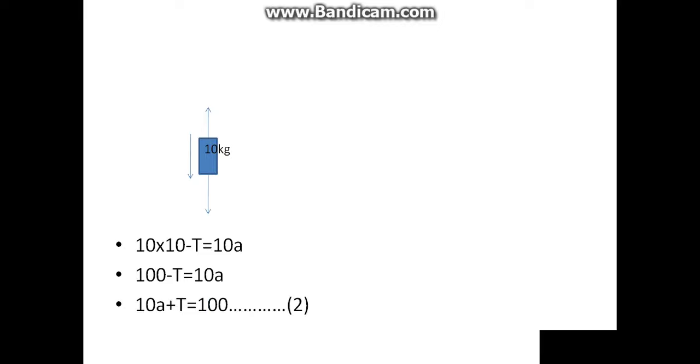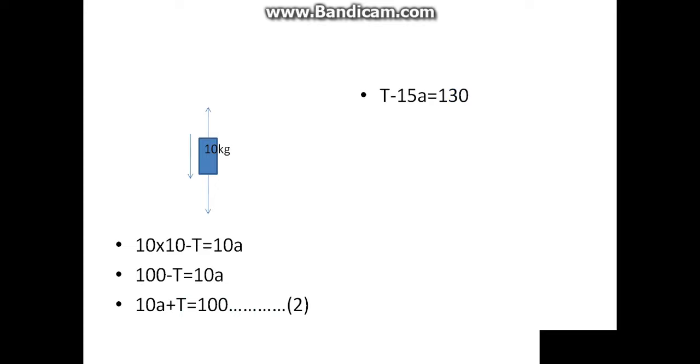The 10 kg body is meant to be sliding up. We now have that 10, which is the mass, times acceleration due to gravity, 10, minus T is equal to 10, the mass, times acceleration, which is unknown. That is 100 minus the tension T is equal to 10 times a. Putting the unknown values on one side and the known values on the other side, we have that 10a plus T will now give us 100, which is our equation 2.